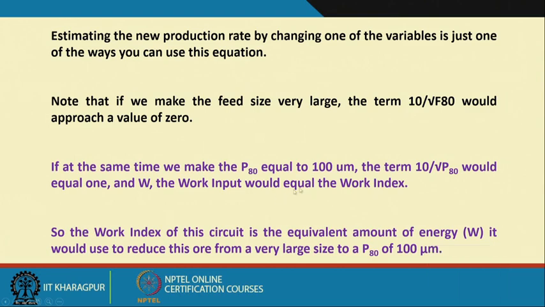So, that is why the work index of this circuit is the equivalent amount of energy it would use to reduce this ore from a very large size to a P80 of 100 micrometer. Hope now it is clear what I meant when I said that Wi stands for Bond work index, which is basically how much work you require to break a particle from an infinite size to below 100 micrometer.